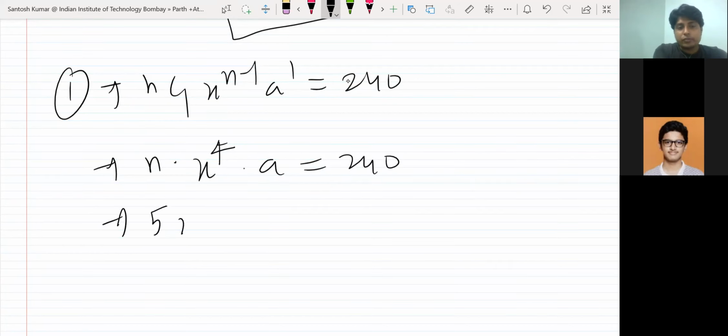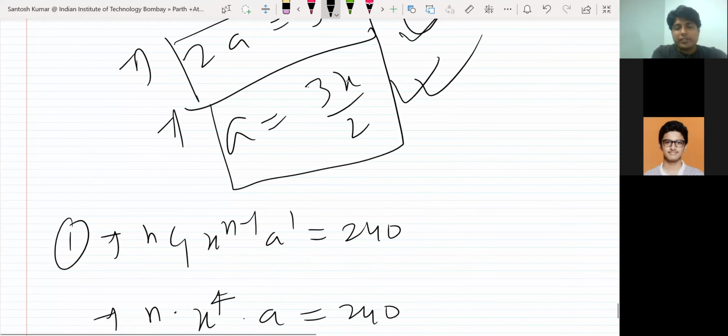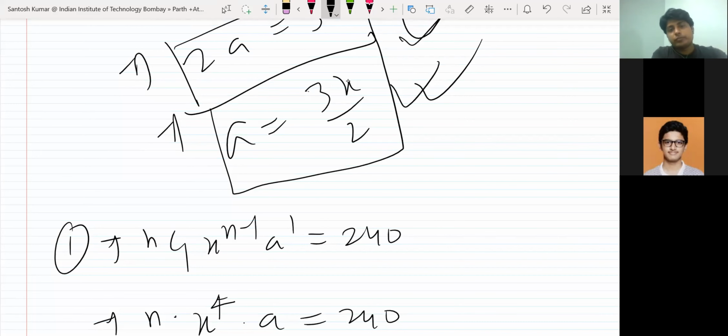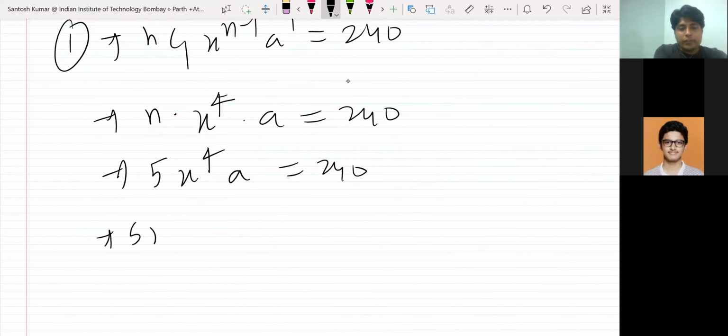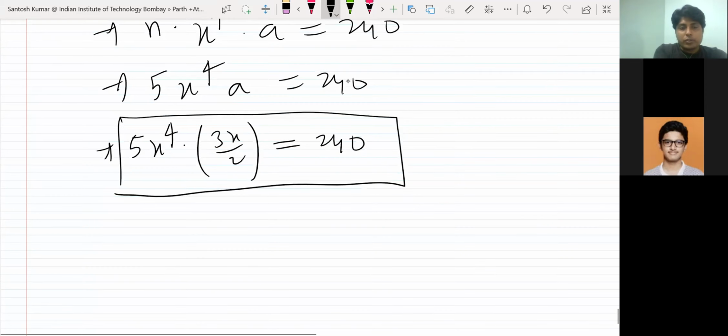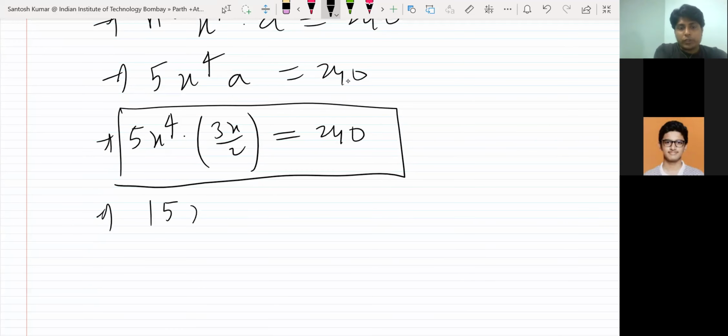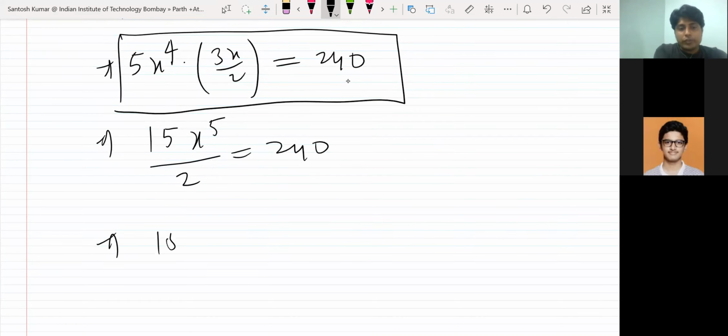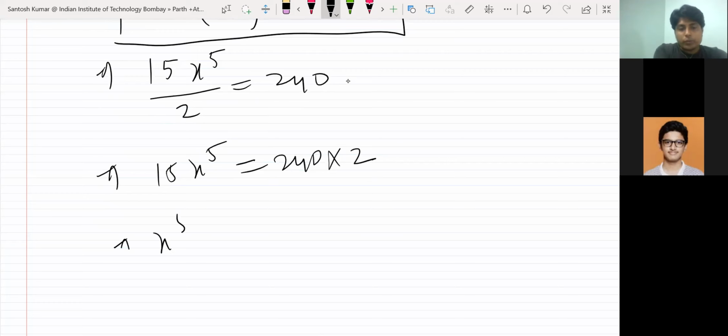nC1 is n, and n is 5. So 5 x^4 into a is 240. And you have a in terms of x, 3x by 2. So you put it here. So 5 x^4, a is 3x by 2, that is 240. Now you can see here, you have only x in this equation. So x can be calculated from here. So 5 3s are 15, x raised to power 5 upon 2 is 240. Now you simplify. So 15 x raised to power 5 is 240 into 2. So x raised to power 5 is 240 into 2 upon 15.